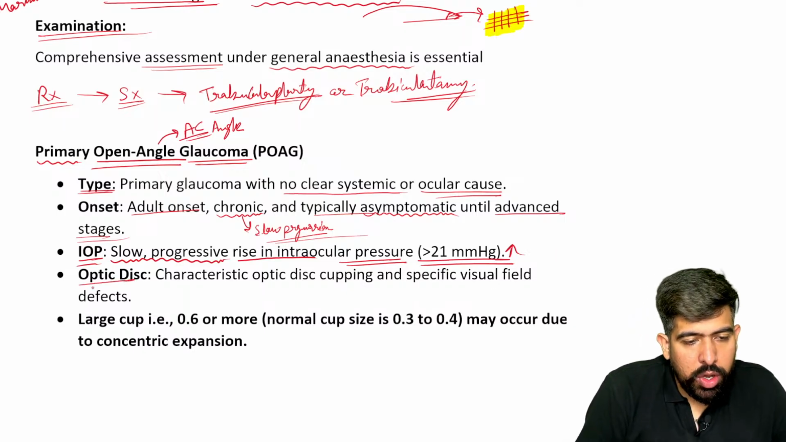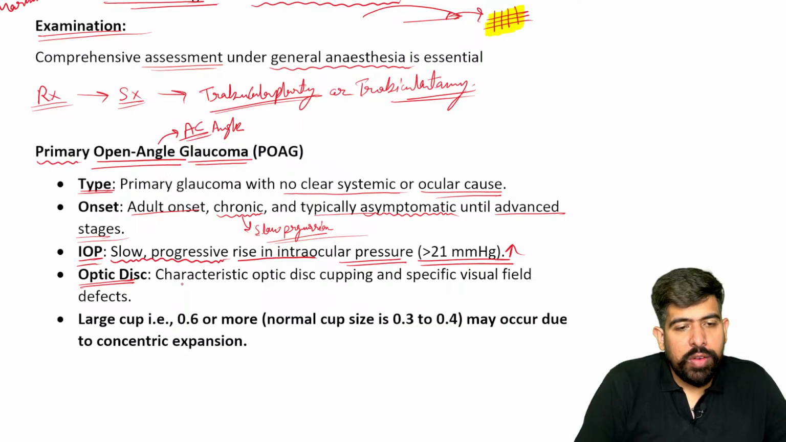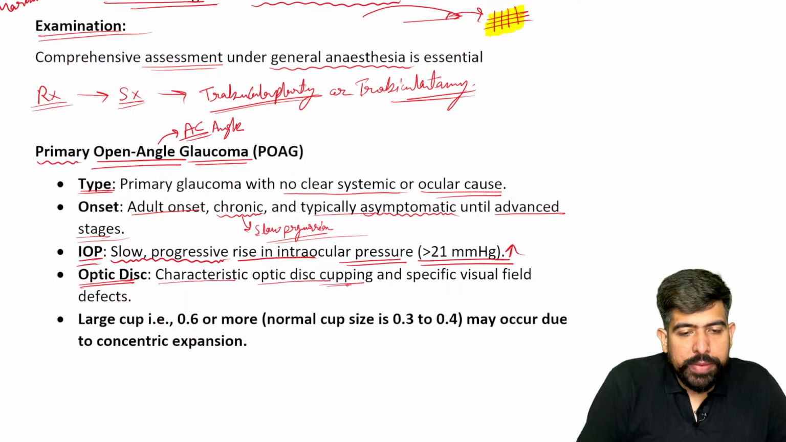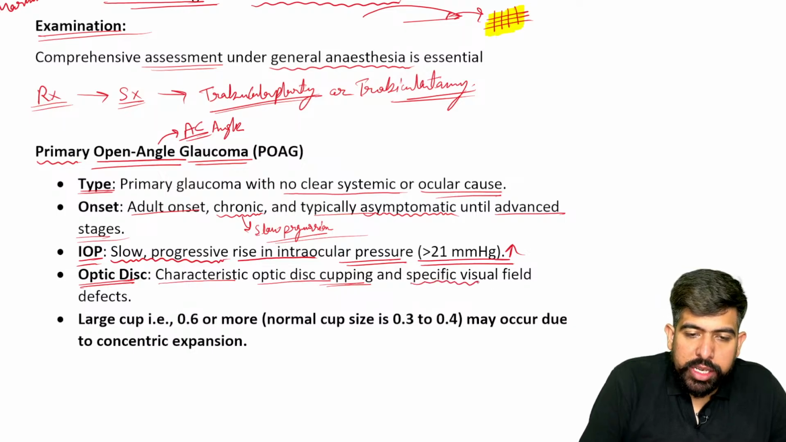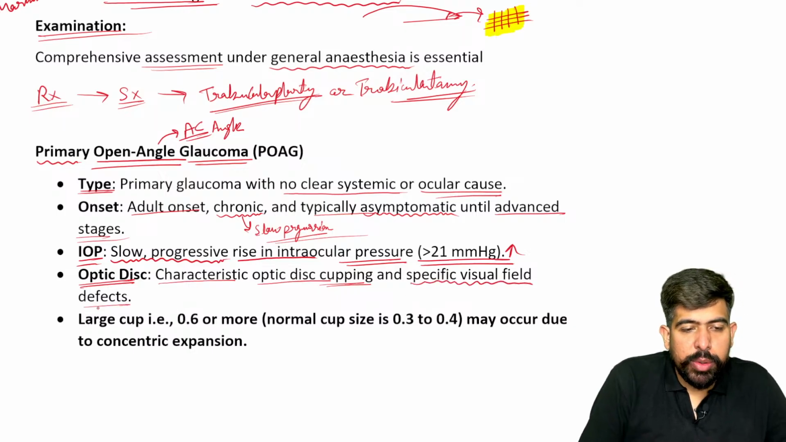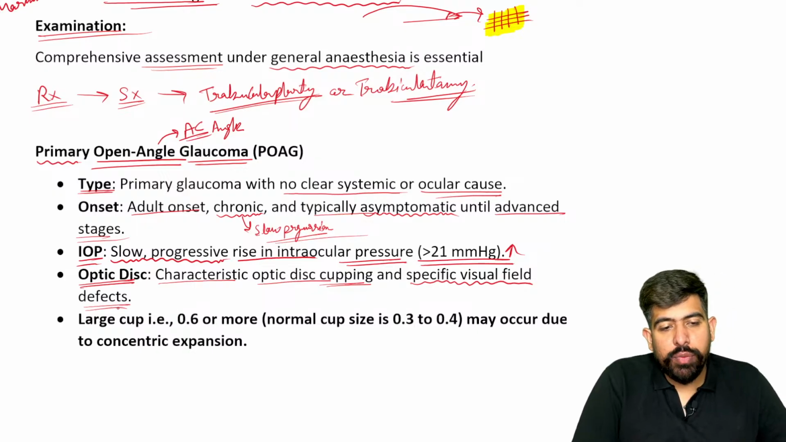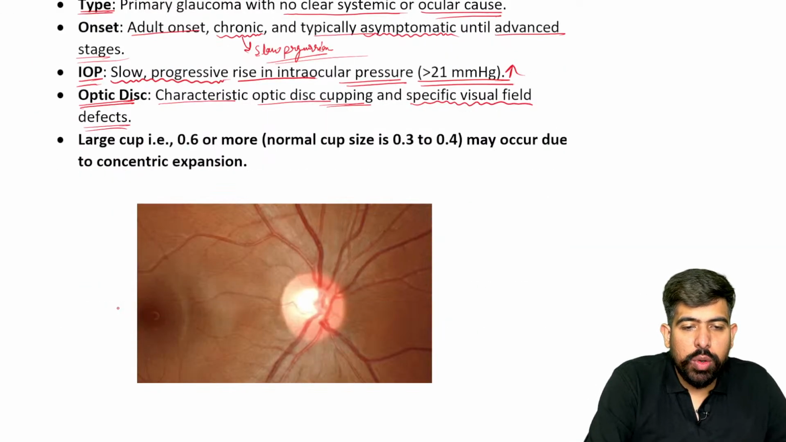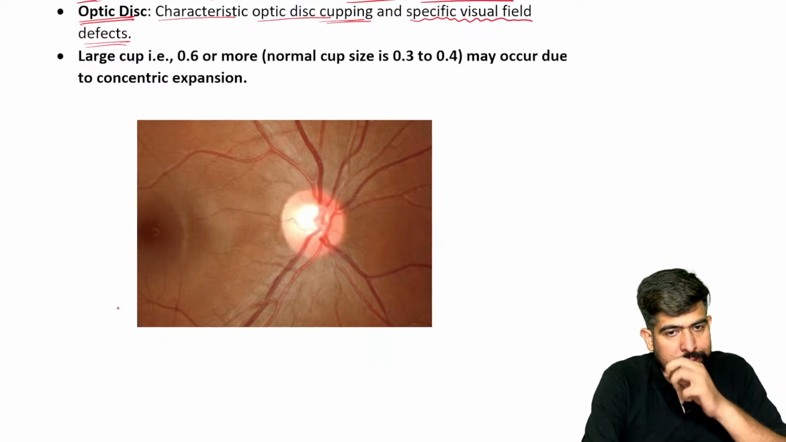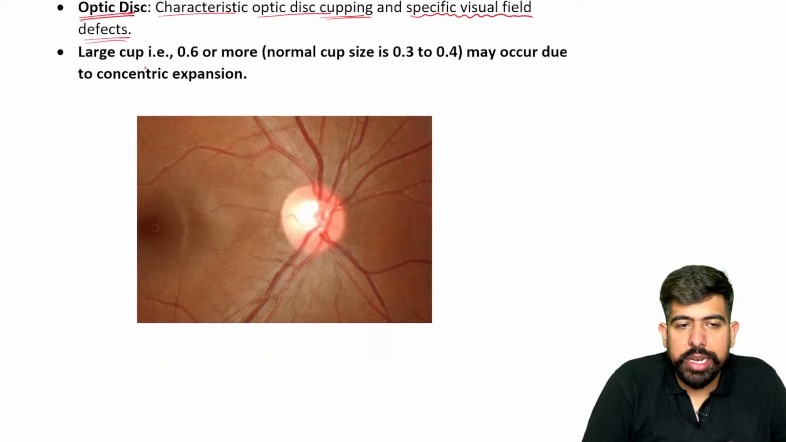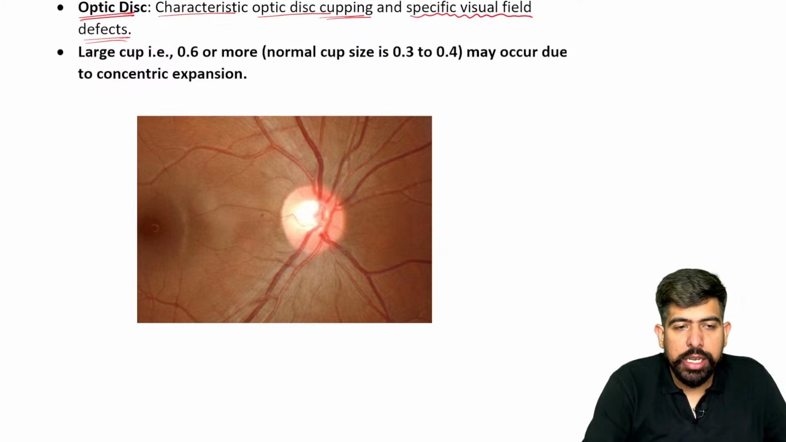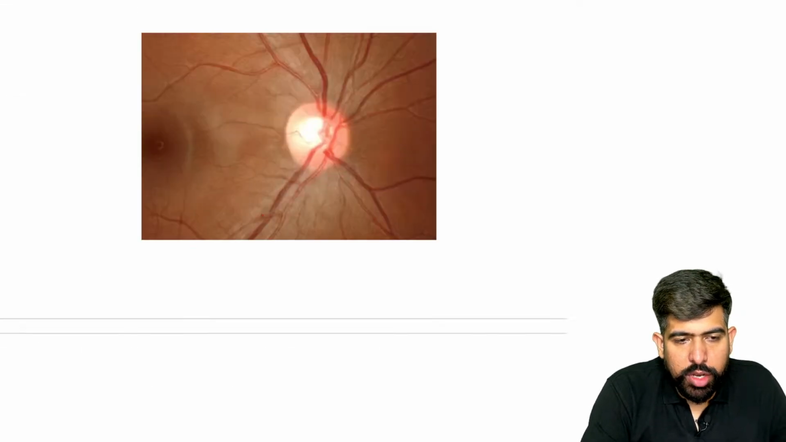Now, optic disc changes. What kind of optic disc changes are there? There is characteristic optic disc cupping, and specifically visual field defects will be seen, right? So cupping will be seen and the visual field defect will also be seen. What kind of optic disc changes will be seen? Just check it out, right?